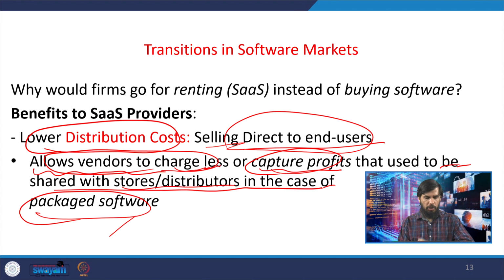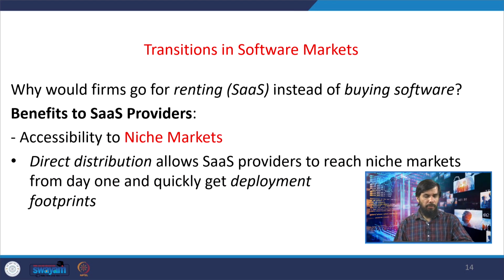So this allows the vendor to charge less. There is lower distribution cost because the selling is directly through the internet and directly to the end users. So that is another benefit for the SaaS provider. Their profitability improves from that same software. Now, what are other benefits that can be there?